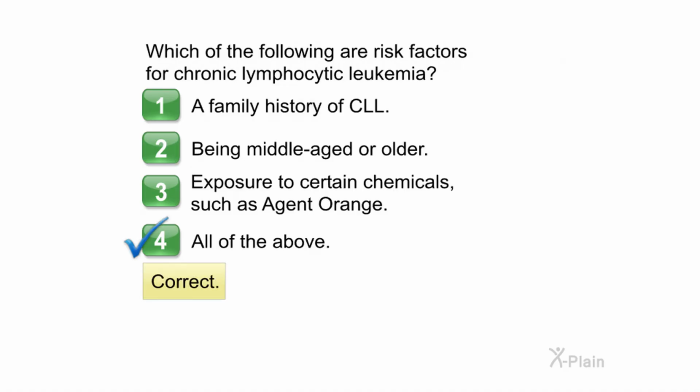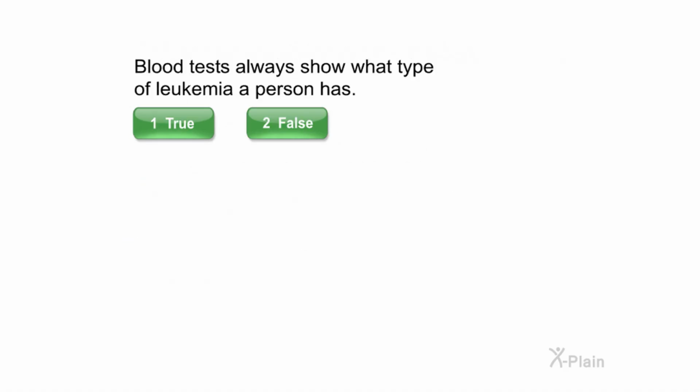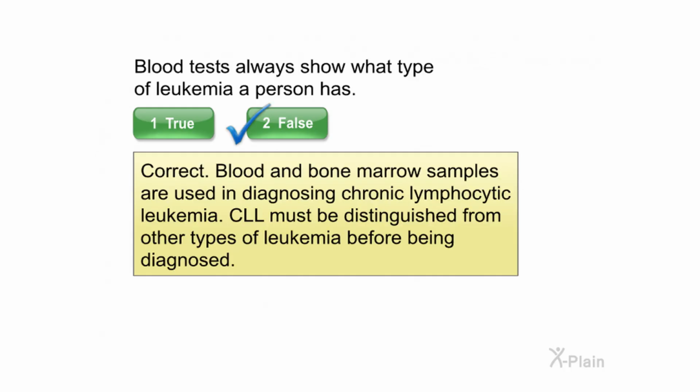Correct. Blood tests always show what type of leukemia a person has. Select true or false. Correct. Blood and bone marrow samples are used in diagnosing chronic lymphocytic leukemia. CLL must be distinguished from other types of leukemia before being diagnosed.